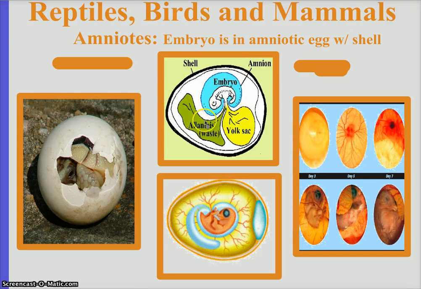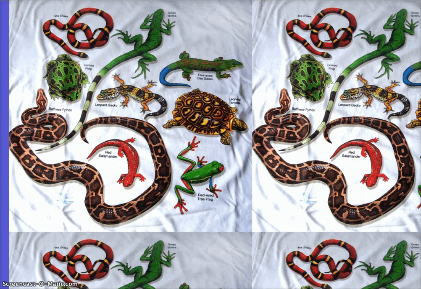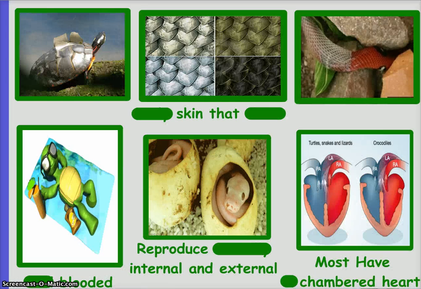fluid. So have you ever heard of having an amniocentesis? That's when they try to determine genetics of a baby. They extract fluid from this sac, which is kind of dangerous because if it pops, then the baby can be in distress. So reptiles, general characteristics.